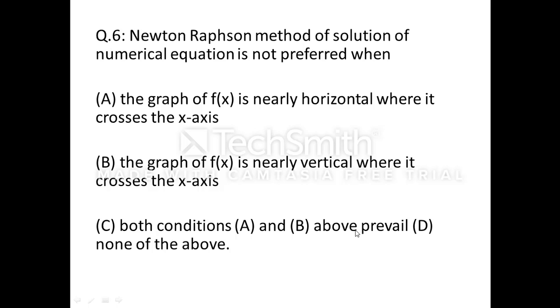Newton-Raphson method solution of numerical equation is not preferred when: A, the graph of f(x) is nearly horizontal when it crosses the x-axis; B, the graph of f(x) is nearly vertical when it crosses the x-axis; C, both A and B conditions; or D, none of the above. So we're going to look at this question.